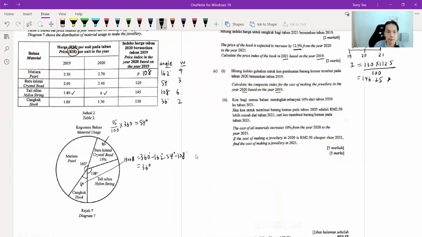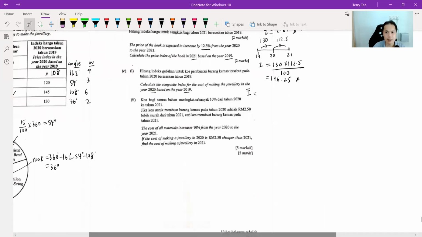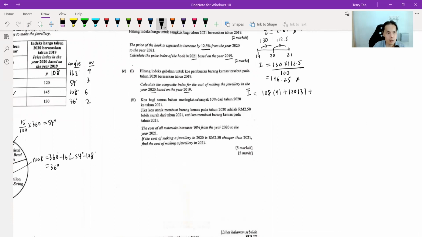I've got the price index. I can now calculate the composite index. So let me just write my composite index over here. All right, let's move this to the right a little bit. Since I have everything I need here, I'm going to take that index and multiply. Index is 108, I multiply by weightage 9. Then 120, I multiply by 3. 145, I multiply by 6. 130, I multiply by 2. Divide by my total. My total weightage is 9 plus 3 plus 6 plus 2.